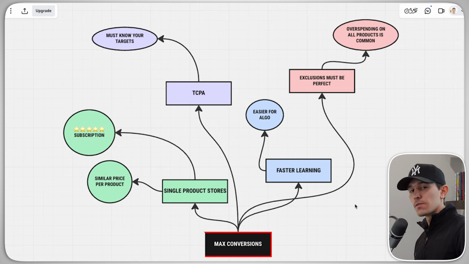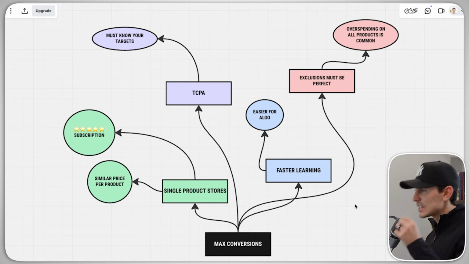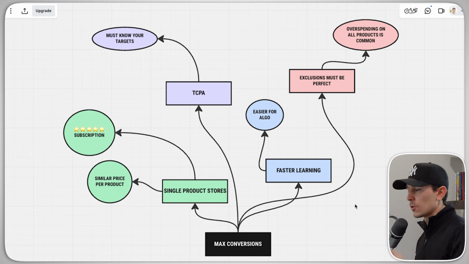So who is maximize conversions best suited for? It is absolutely best suited for single product stores. So if you are a single product store, you have one product or maybe two products, maximize conversions is 100% the way to go.